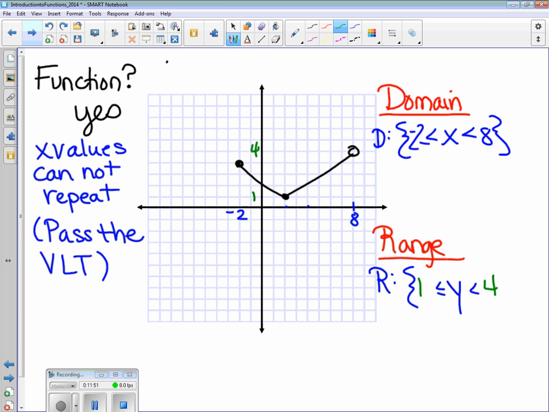I'm going to try one more with the graph. The domain is your x values, where it starts on the left and where it ends on the right. The range is up and down, where it starts at the bottom and how high it goes to the top. That's it. It went from 1 to 4. Okay? Domain is x, range is y.